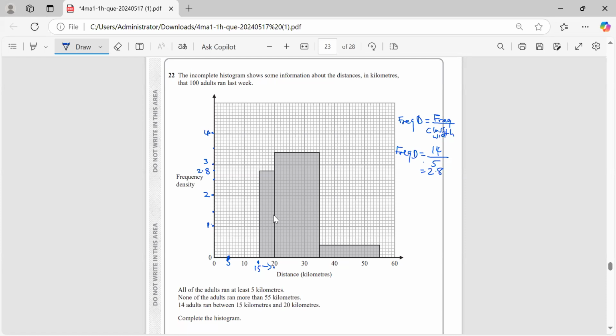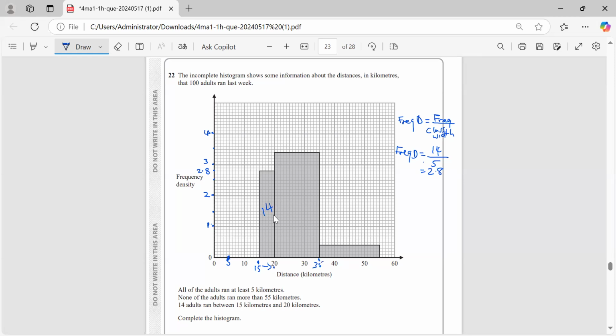All right. And then there is something else that they told us. Let's have a look at the diagram. They say that none of the others ran more than 55 kilometers. Okay, we know that. So now we have to come up with the frequencies of the other classes that we have, right? From 15 to 20, we now know that it's 14. They told us that. And then we need to find the frequency of this class here from 20 to 35.